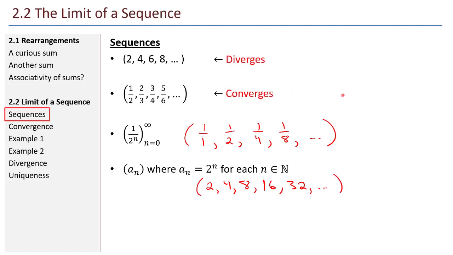The sequence on top diverges. It just goes to infinity, gets larger and larger and larger without bound. That second example is an example of a sequence that converges. The terms of the sequence look like they get closer and closer and closer to 1.